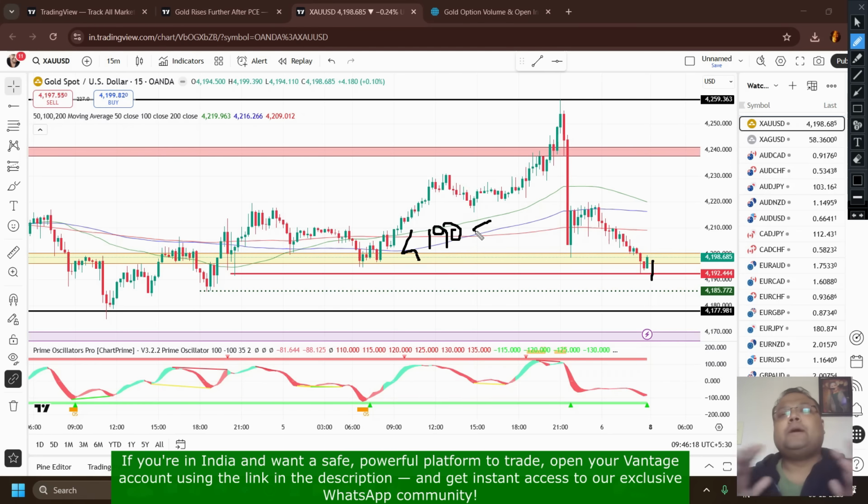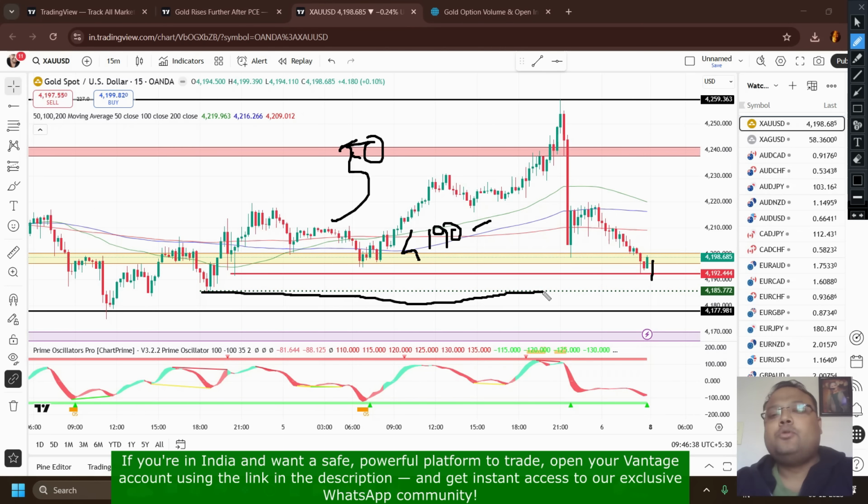Do not expect much, because right at the market opening it is not very good to trade, but still if you have experience you can try. How much can you expect? You can expect around 50 pips. Why so less? Because market opening is critical, and moreover at 4185, this dotted line here, you can see we have a support also.